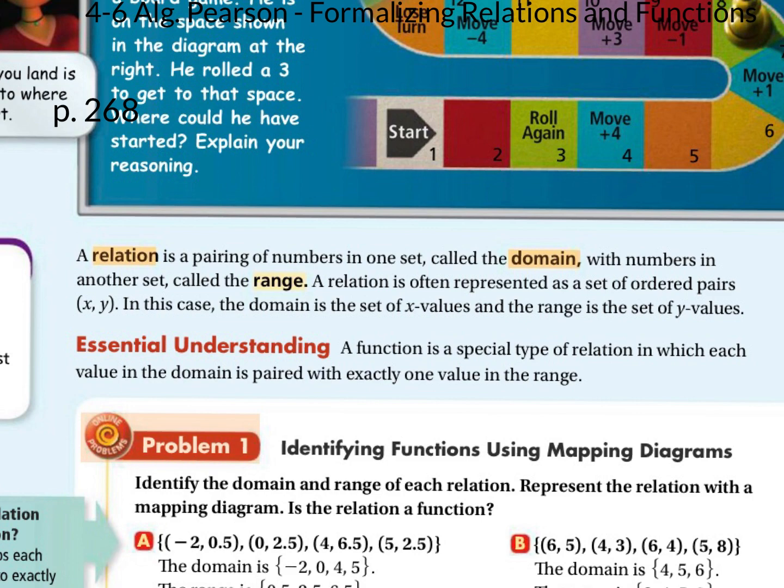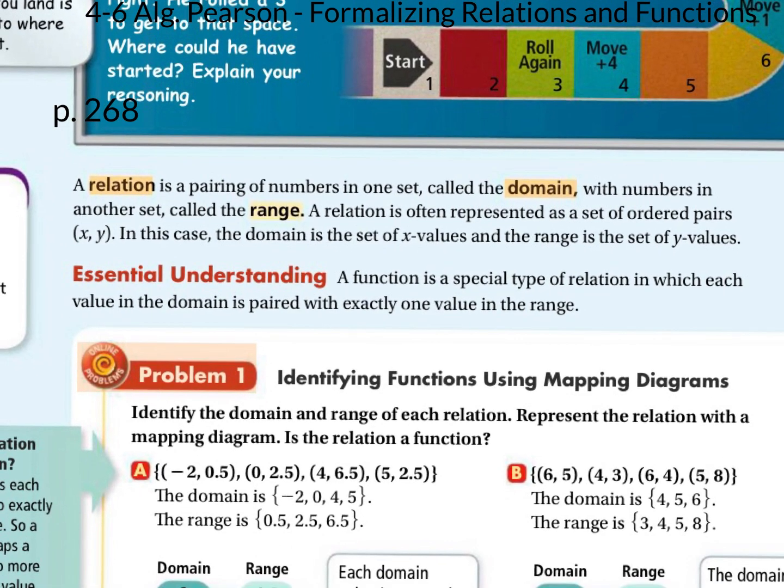A function is a special type of relation where each value in the domain is paired with exactly one value of the range. So if you have one certain x value, you're just going to have one y value that goes with it. A way of thinking about this is like if you're baking something, let's say you're going to bake some cookies. So you mix these certain ingredients together, which is like your x value. And then when you put it in the oven and open it up, you're going to get one certain thing.